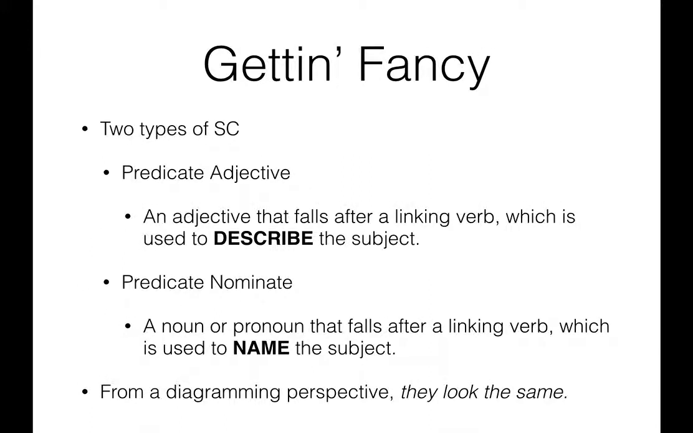Getting fancy. So there's two types of subject complements, or SC for short. The predicate adjective is basically an adjective that comes in the predicate and describes the subject. So it happens after the linking verb and it describes the subject.